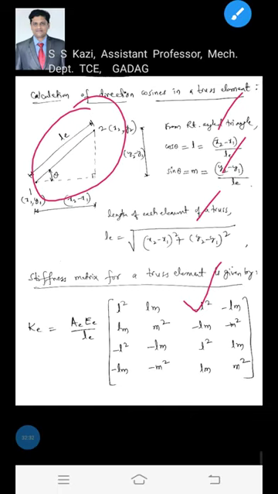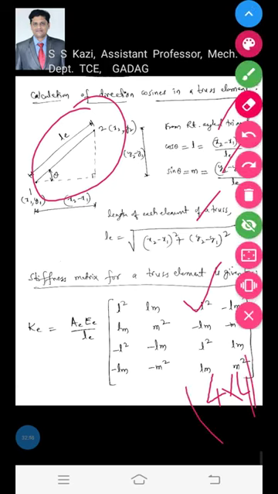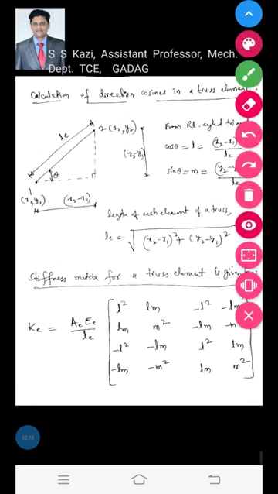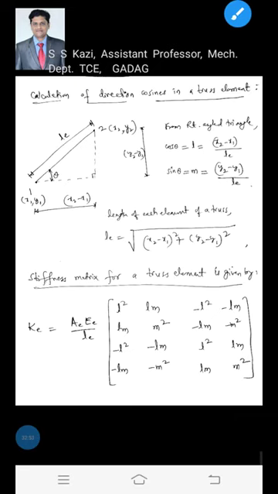The order of the matrix will be 4 cross 4 because each node of a truss element has 2 degrees of freedom, 2 unknowns at each node. Hence for a single element having 2 nodes, there are totally 4 degrees of freedom, 4 unknowns. Hence the order of the matrix of a single truss element will be 4 cross 4. That is one of the properties of the stiffness matrix, which we have already discussed. All these things we have discussed. In the next video I will explain how to solve the problem on trusses.